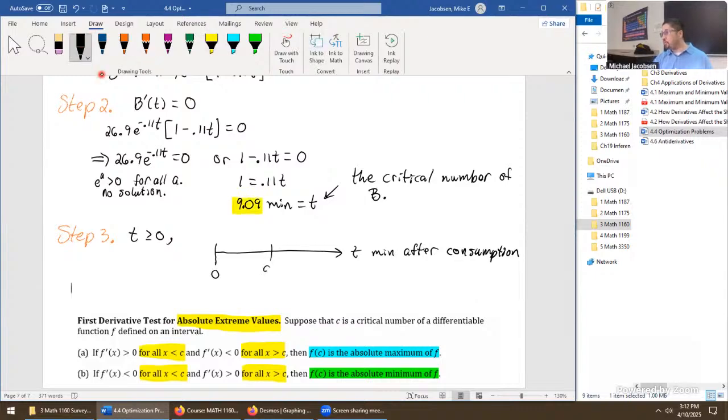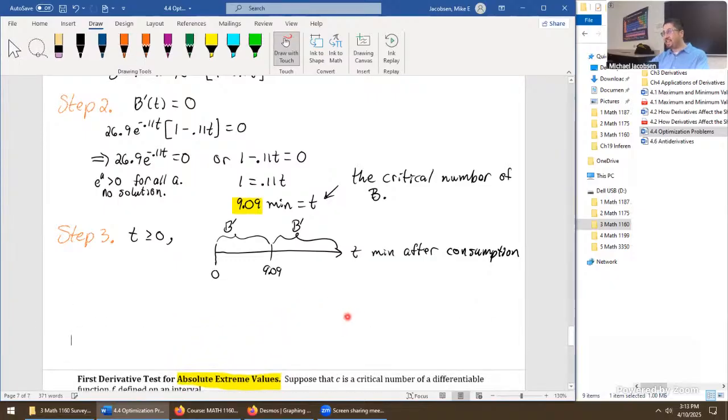So 9.09 would go here. Then we now have 2 regions that we have to test the sign of the first derivative on, b prime. If everything is working as intended, we should be able to show we're increasing here. So blood alcohol levels going up after consumption, hits a peak for 9.9 minutes, and then it should be going down. So that's not a guarantee at all.